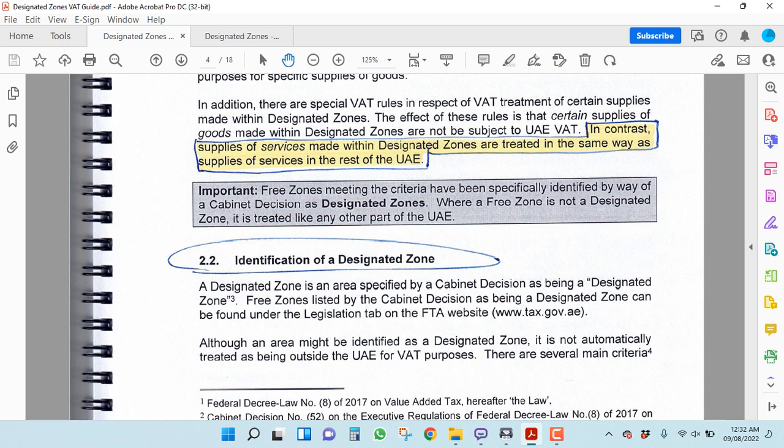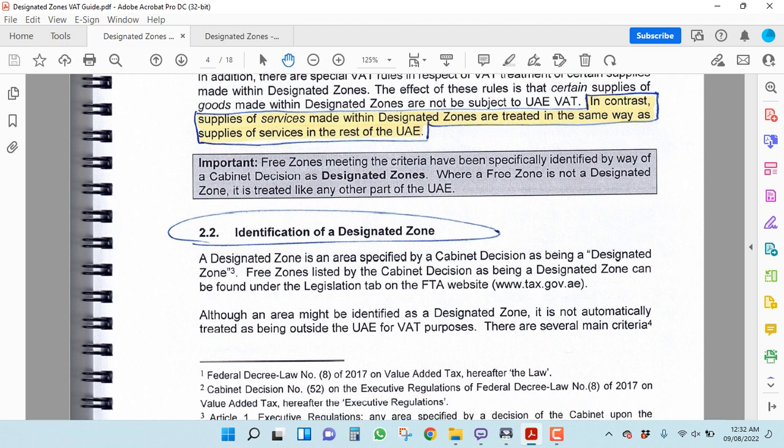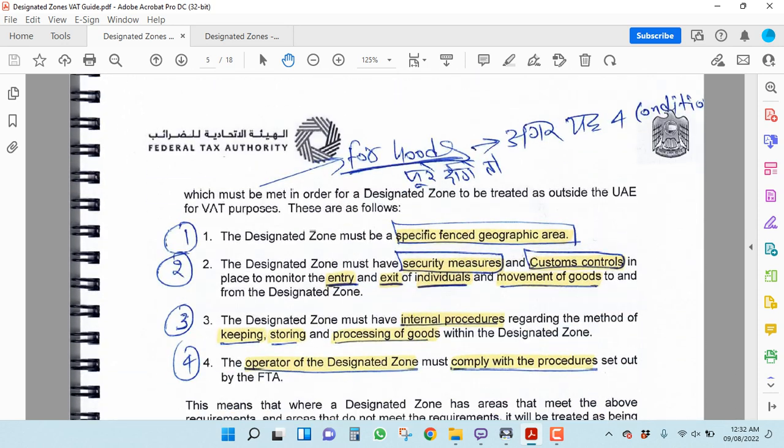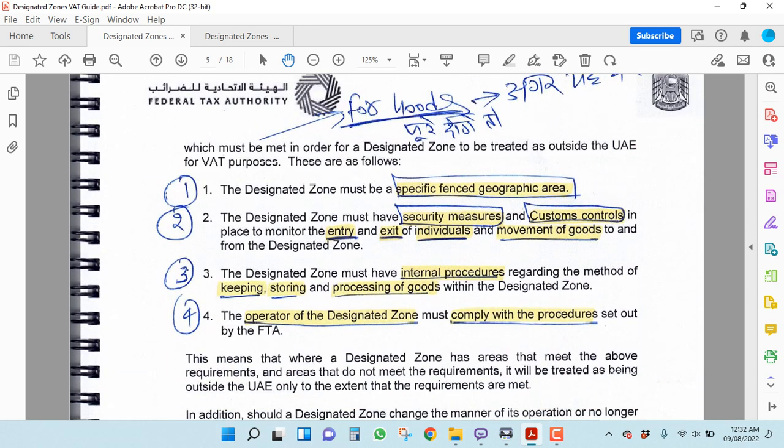Important: a free zone meeting the criteria must be specifically identified by way of a cabinet decision as a designated zone. Where a free zone is not a designated zone, it is treated like any other part of the UAE. The identification of designated zones, you can get from the FTA website. This list you will get. Okay, these four conditions I already explained in earlier points.